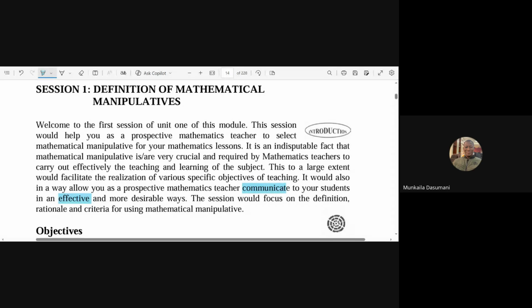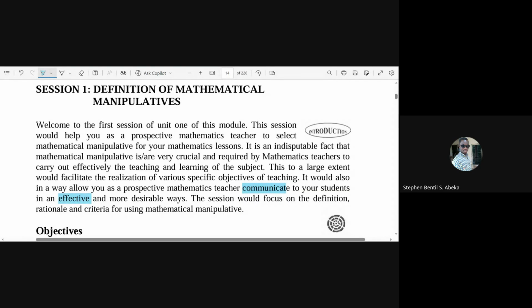What is manipulative at all? Maybe we have to talk about that before we go on. Can somebody tell us what you know manipulative is? Suleiman, can you put your camera off? Yes, Steven, manipulative, what comes to your mind?